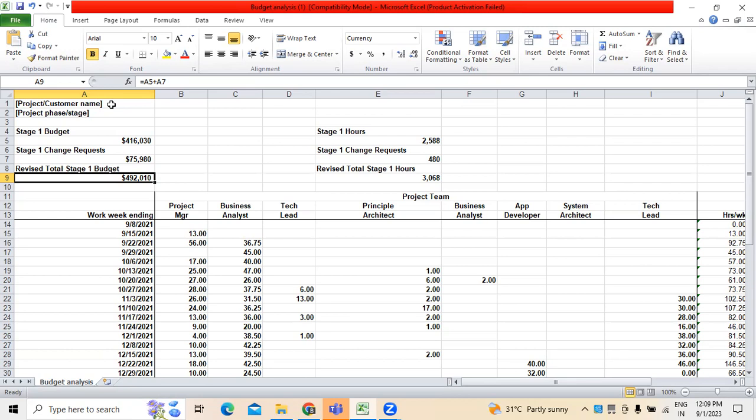Now here we need to mention the hours, right? How many hours will it take? Like 2005 hours, and for change requests, assume that change requests were taken into consideration, it was 480. So the total will be 3068, which is generally the total number of hours. I'm talking about the hours required for a project or a particular work to be completed. So there are two things. One is about the budget.